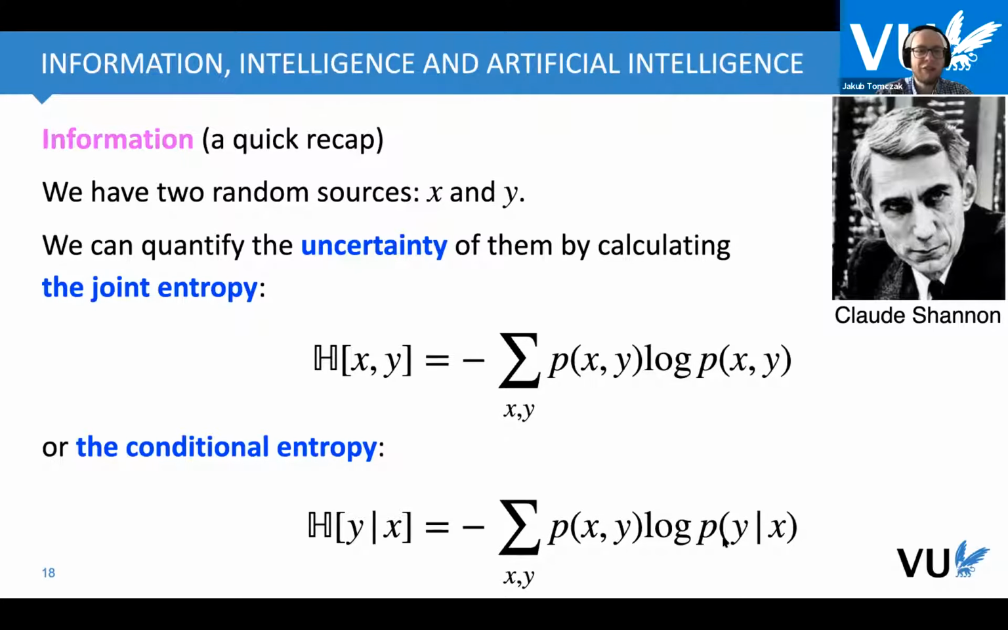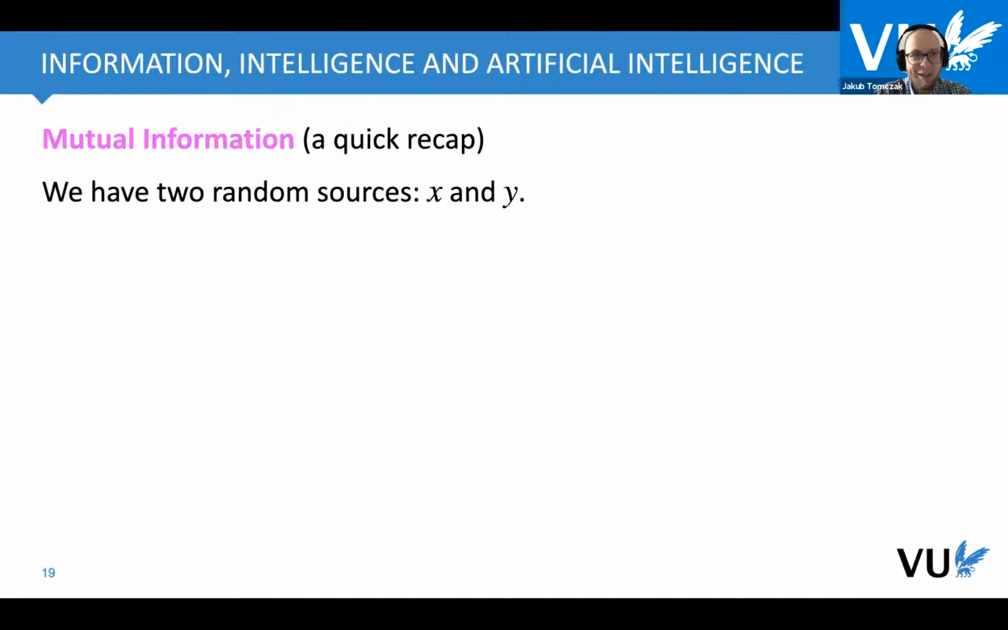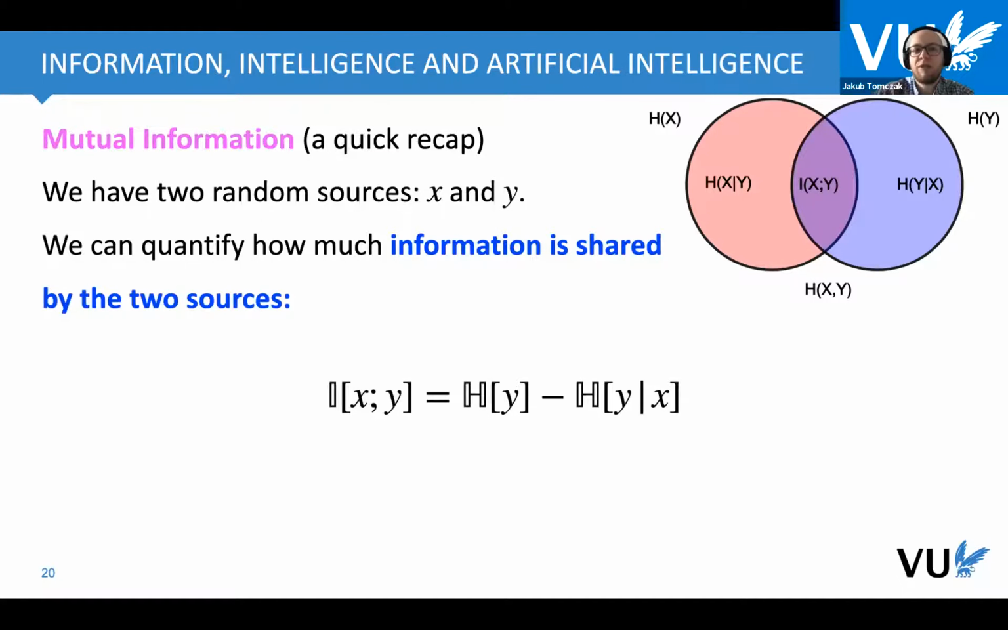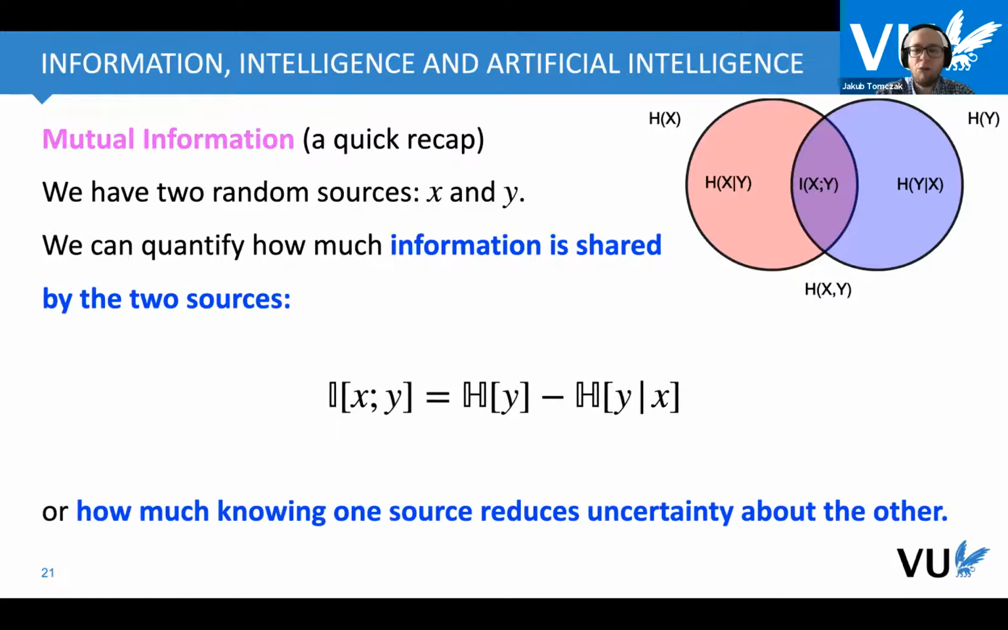And now the last slide that is introductory, it's mutual information. So mutual information between two random sources of data tells us how much information is shared by the two sources. Or in other words, how much knowing one source reduces uncertainty about the other source. All right, so this is actually very crucial, and this will be the core of this short talk, because mutual information tells us something very important.